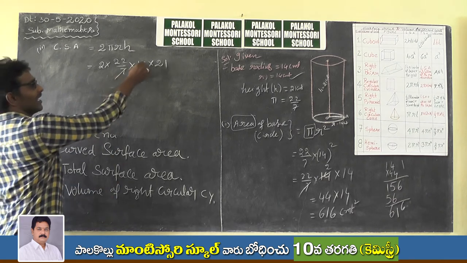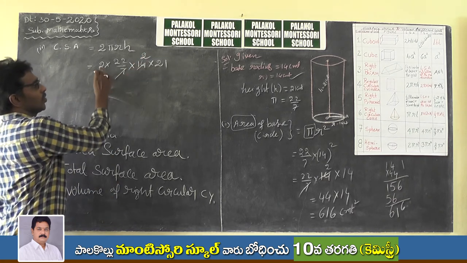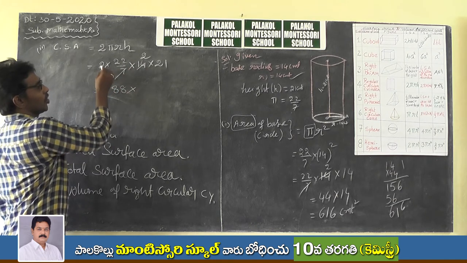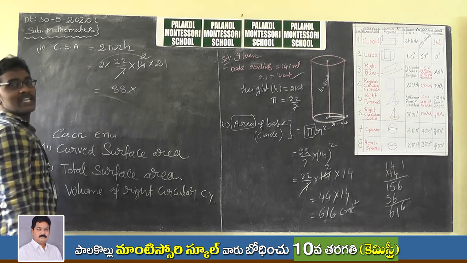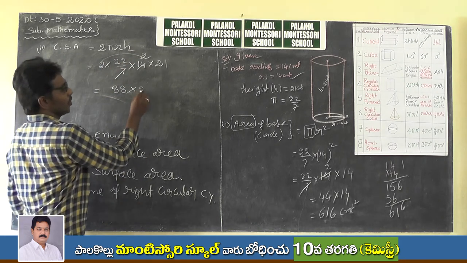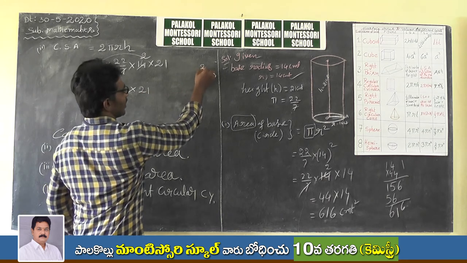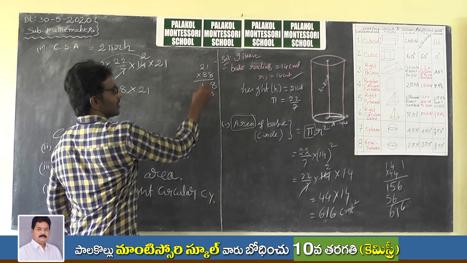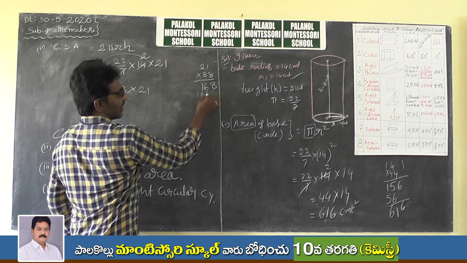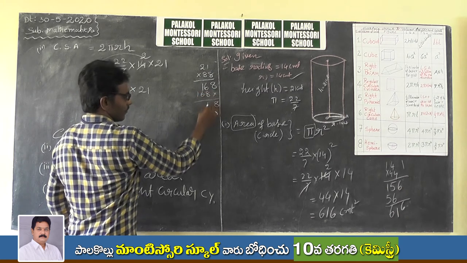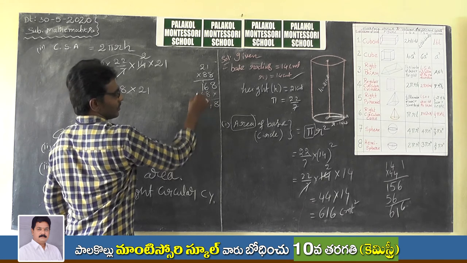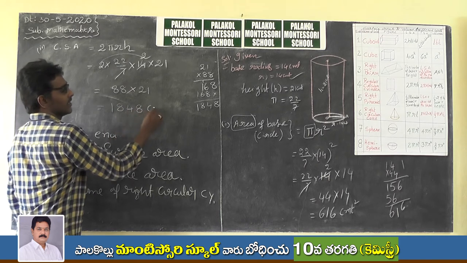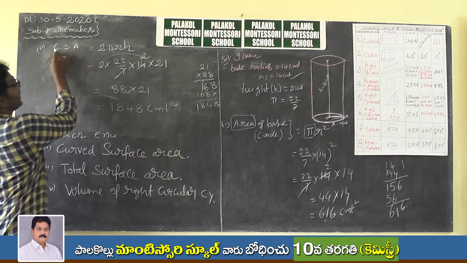This 7, how many times is it cancelled? 2 times. So 2 fours are 4, 4 twenty-twos are 88. Once again, 2 fours are 4, 4 twenty-twos are 88. 88 into 21. So 21 into 88. 8 ones are 8, 8 twos are 16. Like this, so 1848 centimeter square. It is an area.